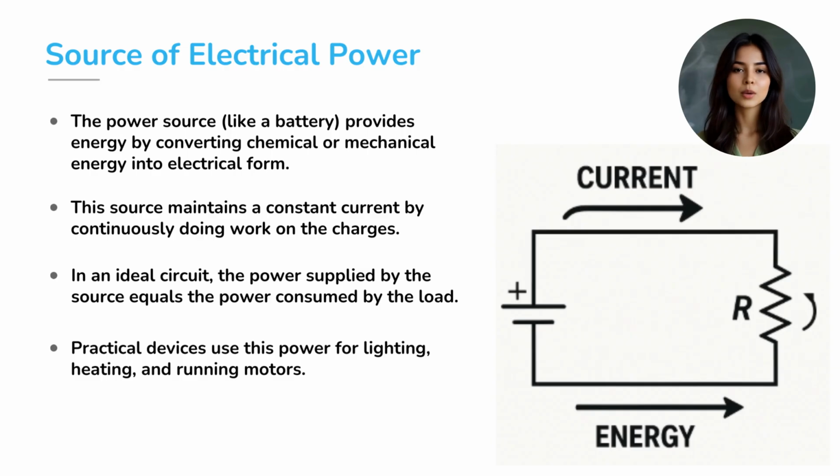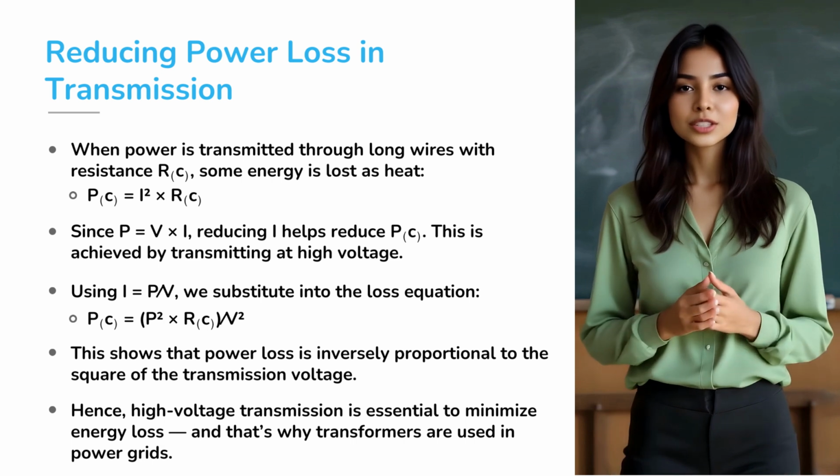But where does this power even come from? It's the battery or generator in your circuit that provides the electrical energy. In a battery, chemical energy is converted into electrical form. That energy then pushes charges through the circuit. The energy supplied by the battery equals the energy consumed by the components. That's how your fan spins, your bulb glows, and your charger charges, all thanks to electrical energy being constantly supplied and used.